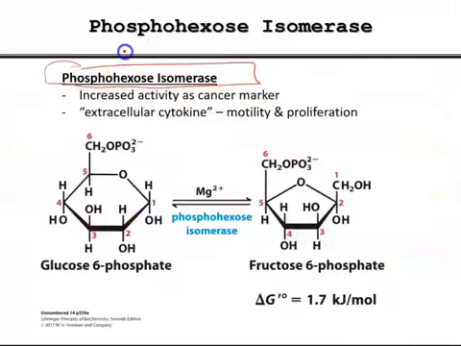Phosphohexose isomerase, which is important for the interconversion of glucose 6-phosphate and fructose 6-phosphate, is associated with cancer. Phosphohexose isomerase can serve as a metabolic marker for cancer. So if there's increased phosphohexose isomerase activity detected, it could indicate the presence of cancer. Phosphohexose isomerase, when released extracellularly, is able to promote motility and advancement of cells into other tissues, and that's necessary for metastasis.